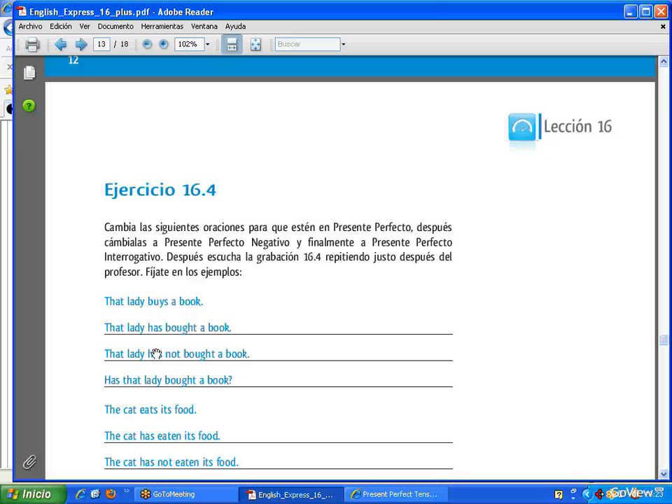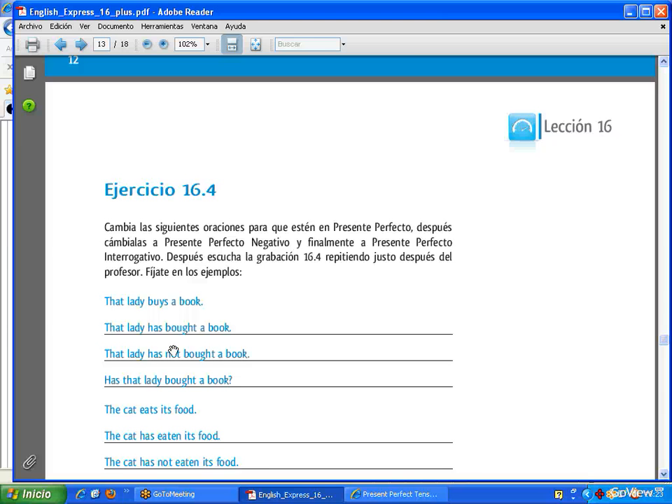Well, we can say that. Es un poquito lo mismo, okay? That lady has just bought a book. En este momento, she has just bought a book. Okay? That lady has bought a book today. And we're going to change it. That lady has not bought a book. Has that lady bought a book?